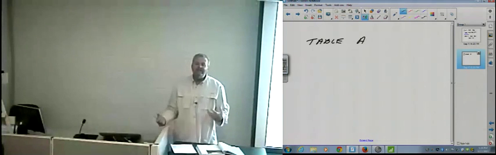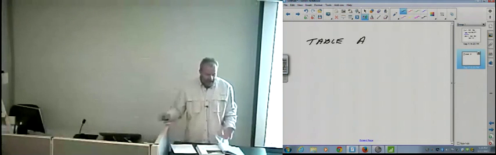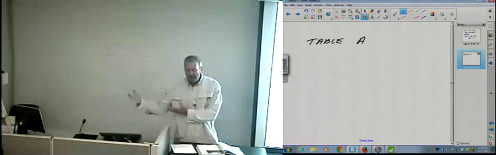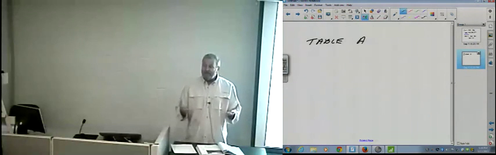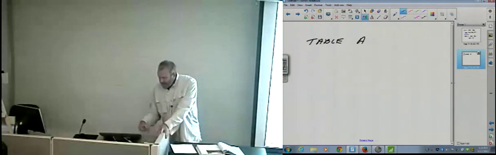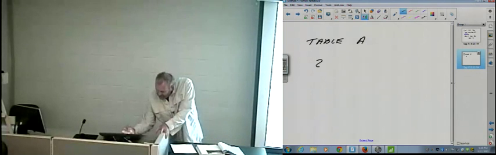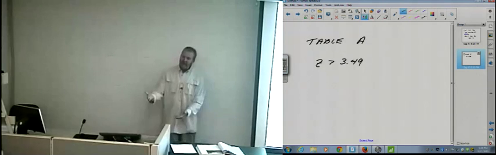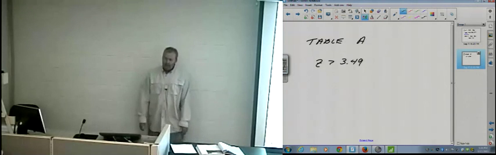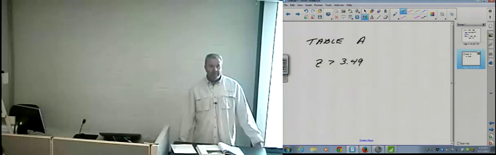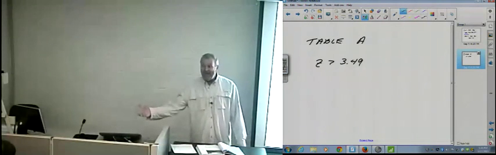If for some reason, I don't think it's going to happen in these problems you're doing, but in the future, it's possible that you get a z-score that doesn't fit the table. And what I mean by that is, it's possible that you get a z-score that is bigger than 3.49. The largest z-score you can look up on the table is 3.49. And I have a bad habit later in the semester of assigning problems where the z-score is bigger than that.